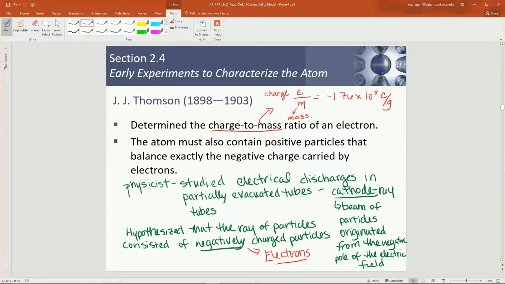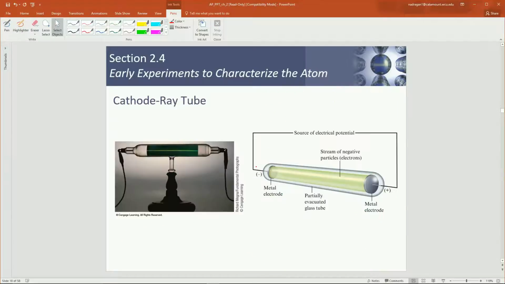Thomson thought that all atoms had electrons, but they also needed positive particles because they knew at the time that atoms were neutrally charged. So he said that the atoms must contain positive particles that balance the negative charge carried by the electrons, because you'd have to have the same number of positively charged particles as negatively charged particles to get a neutral atom.